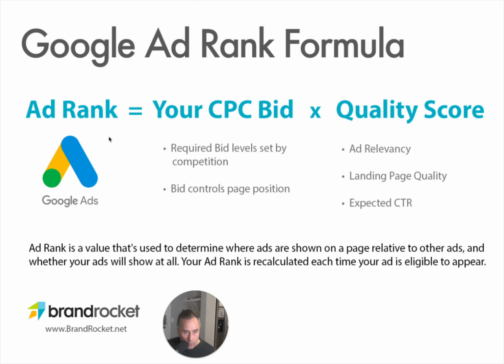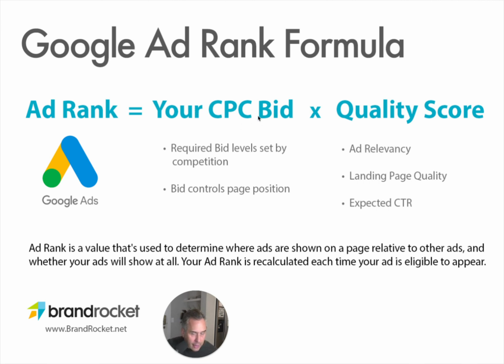So you can see here, ad rank is your CPC bid, so whatever you're bidding on that keyword, times the quality score. Now, when you launch a campaign, your quality score is 0. So in the very beginning, you almost have to overbid just to start to get traction. But this is what determines your ranking on the page.